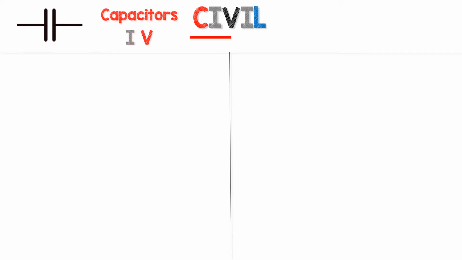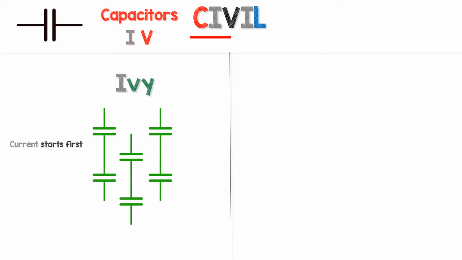CIV is a way of showing us how voltages and currents are out of phase with each other in capacitors and inductors. For a capacitor, the current leads the voltage, or I leads V, so it's IV. Think of capacitors as IV growing down, if you like. Current starts first, and then the capacitor voltage builds up afterwards. So current leads voltage for a capacitor, IV.